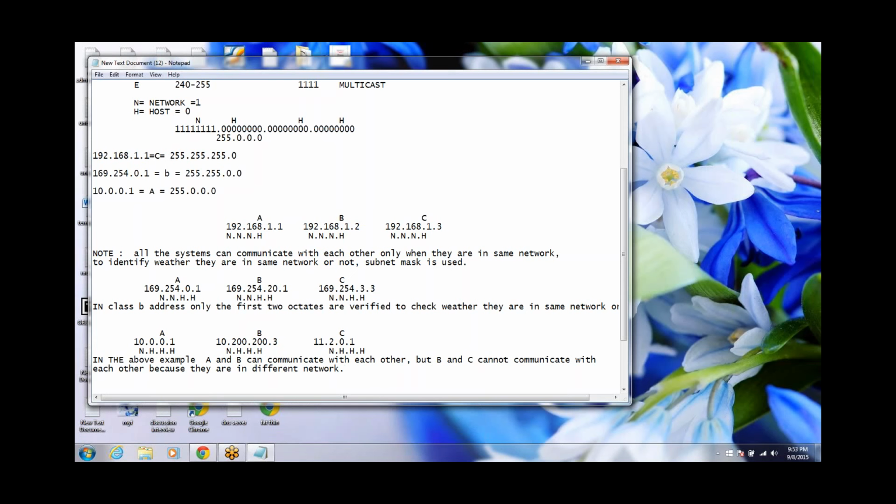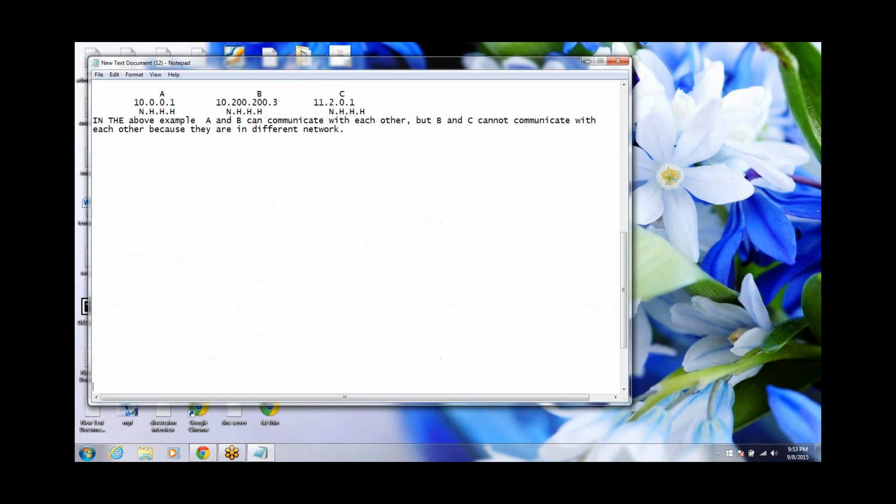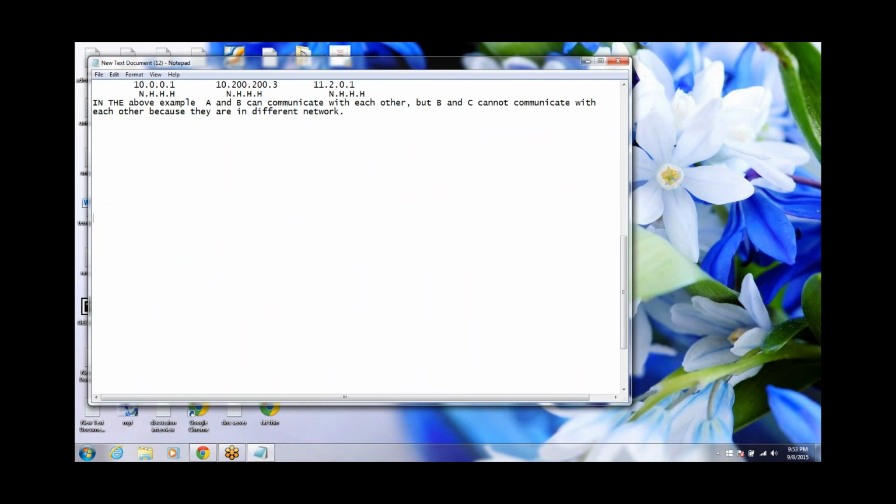The main point here: why do you require the subnet mask? This is one of the examples. Why do you require a subnet mask here? It is mainly to categorize and to identify whether systems are in the same network or not.